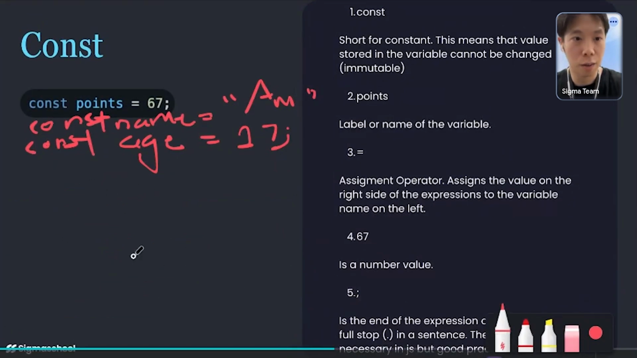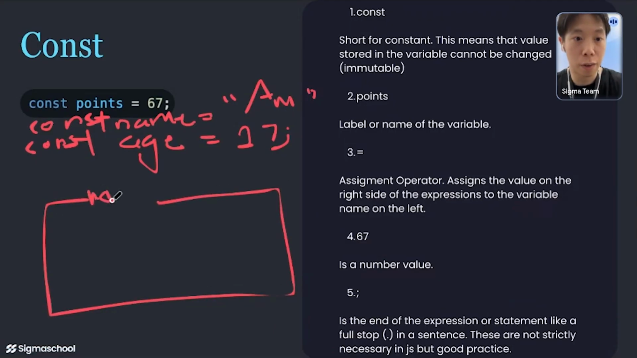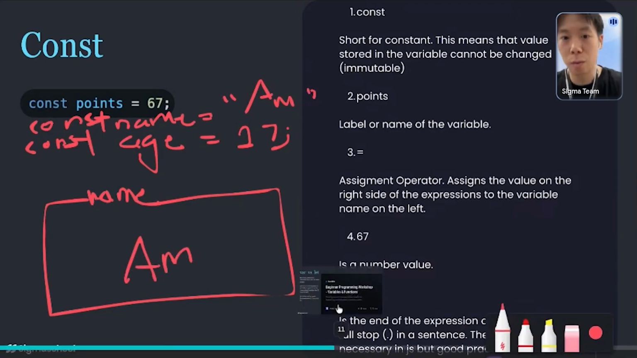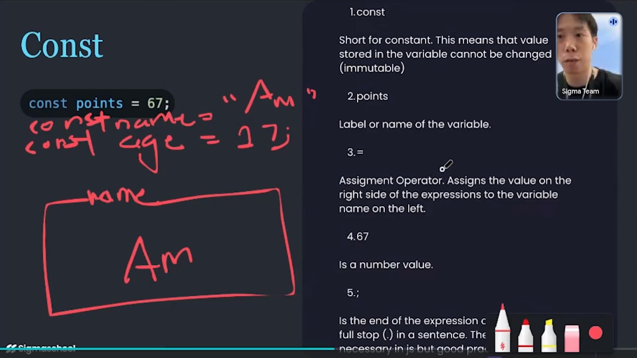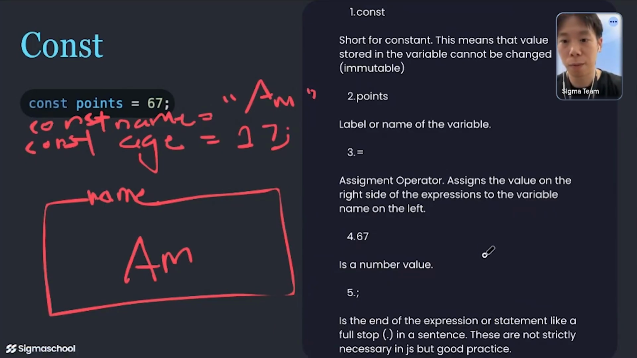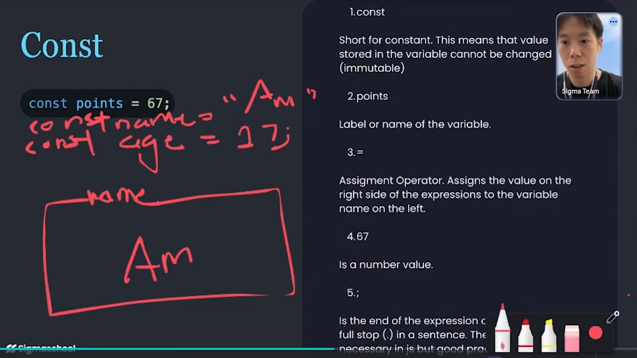You're basically doing a box with a variable name, and you're putting the string AM inside it. So that's a variable. It's just a box, a container for different types of values, right?